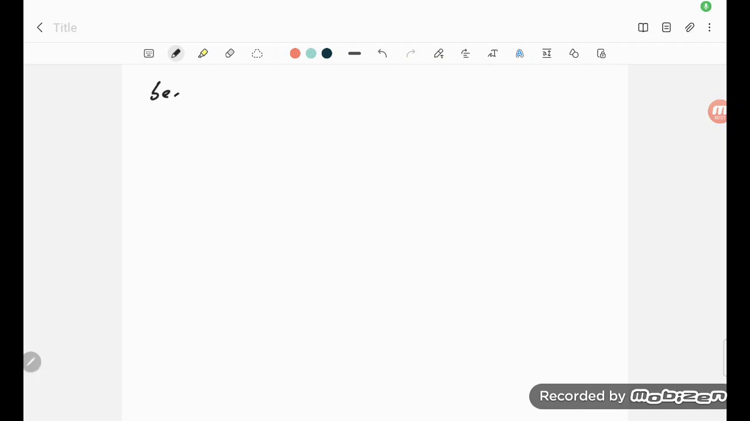All right, section 2.3.2, autonomous differential equations.